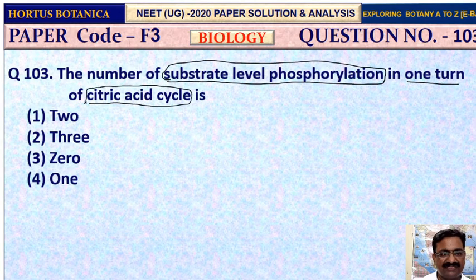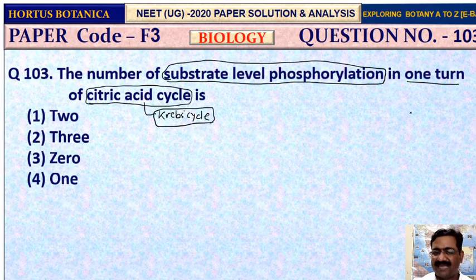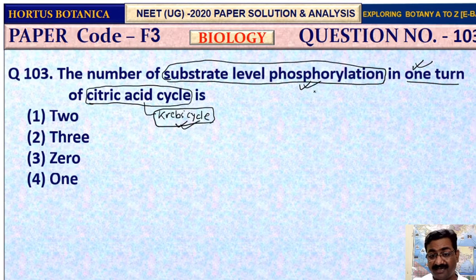So this citric acid cycle means it is talking about the Krebs cycle. You all know about the Krebs cycle, and the question is asking, if the Krebs cycle is turned once, you have to find out the number of a reaction called phosphorylation. And this is not the common phosphorylation, this is a special phosphorylation called substrate level phosphorylation.